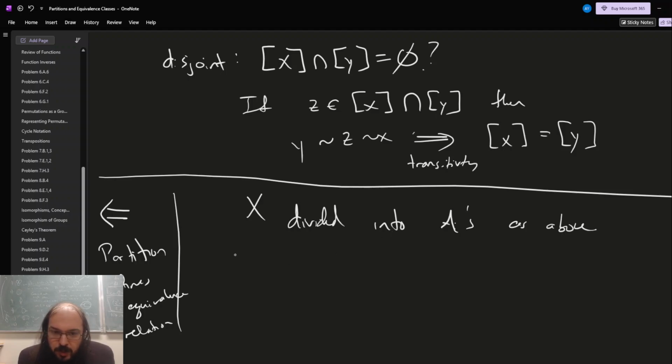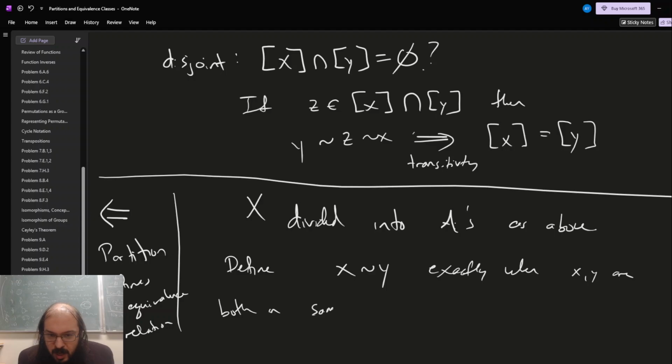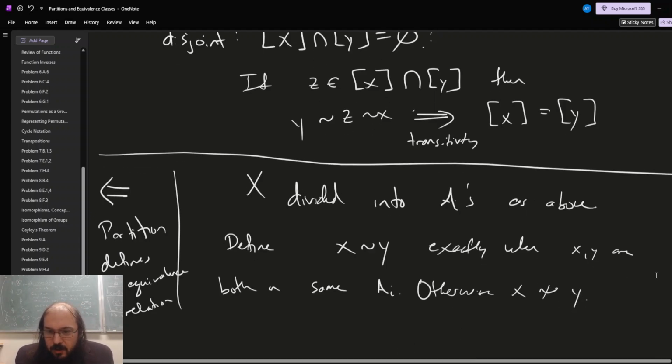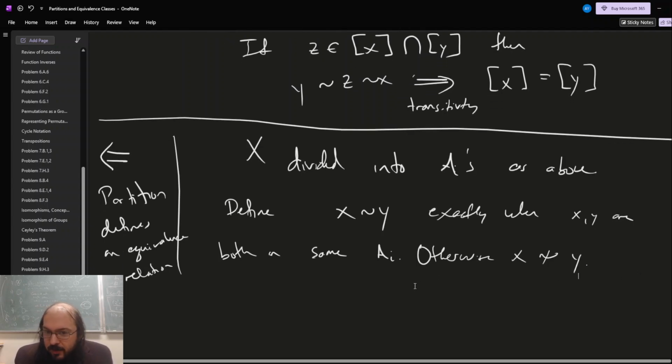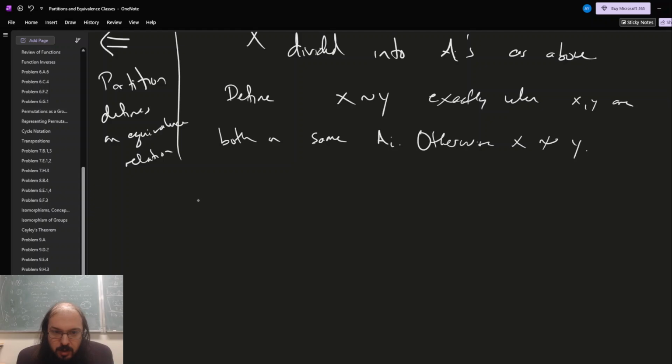And in order to get the equivalence relation, we define X is equivalent to Y exactly when X and Y are both in the same A_i. Otherwise, X is not equivalent to Y. So in other words, the partition is determining the classes. And what I have to do is see that this satisfies the three properties. So we have reflexive. I need to see that X is equivalent to X.